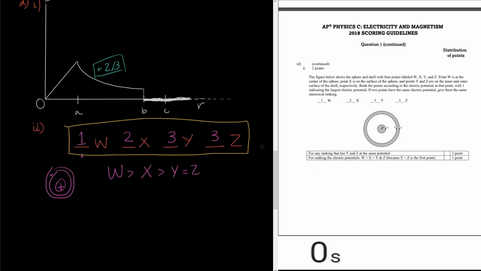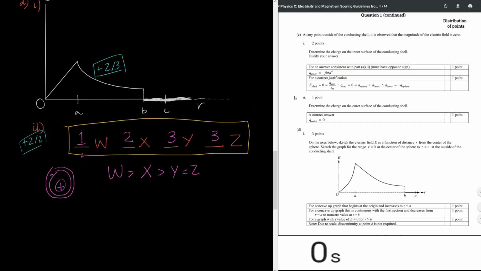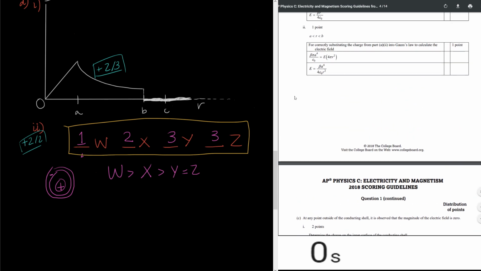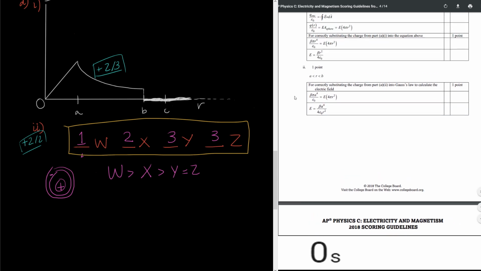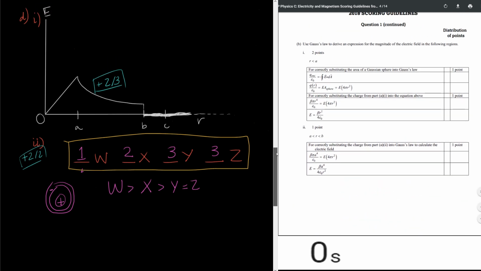For ranking that y and z have the same potential, got it. For ranking the potentials w greater than x, which is greater than y and z. Yeah, okay, we get +2 out of 2. So that was a very silly mistake to make, to not integrate. And when I take the test on Monday, I hope I don't make it. But on the bright side, the College Board is kind of nice in allowing consistent answers to get through.